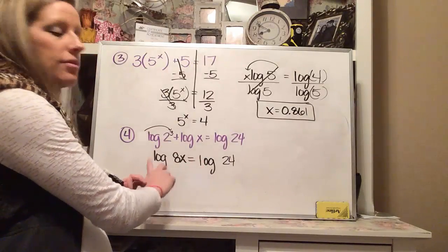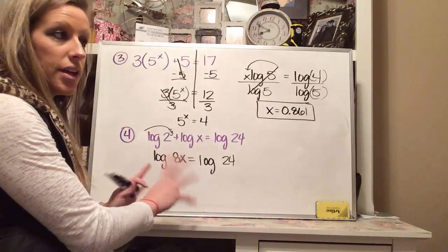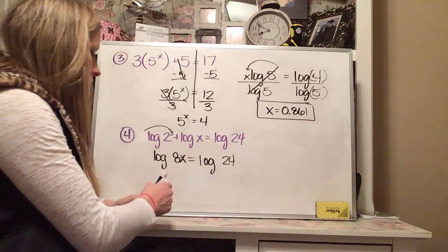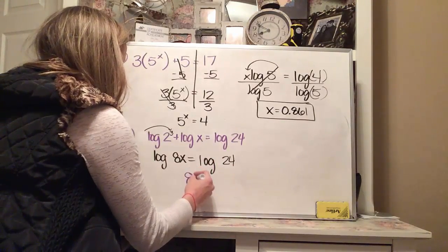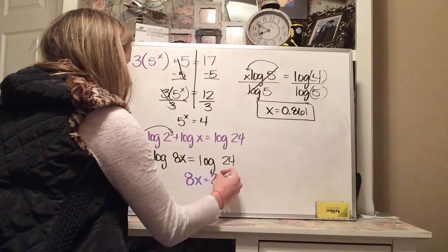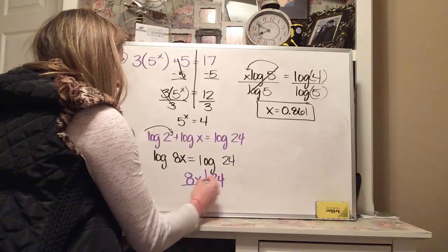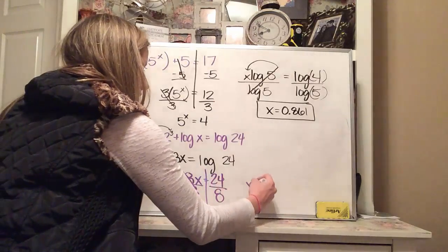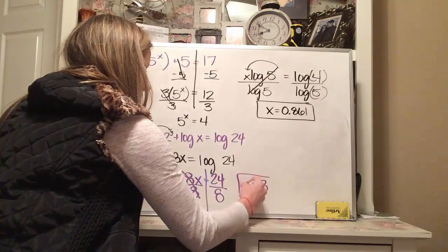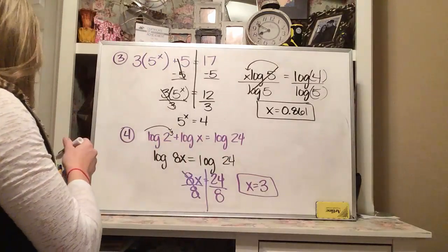So, I have logs on both sides. They're equal. So I'm going to set this 8x equal to 24. Solve for x. So divide by 8. And x equals 3. For number 4.